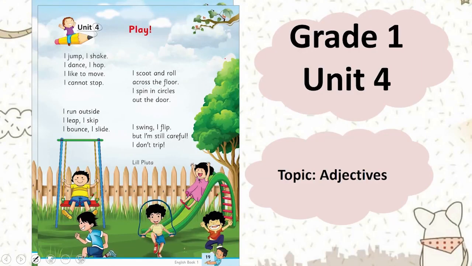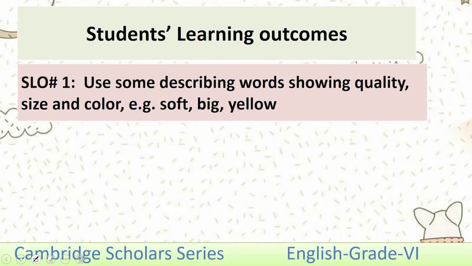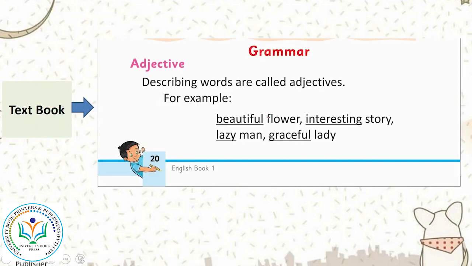Bismillahirrahmanirrahim. We are going to start our lesson from Unit 4. The topic is Adjectives. SLOs of this lesson are: use some describing words showing quality, size and color. For example, soft, big, yellow. In this lesson, we are going to read about the describing words or adjectives.